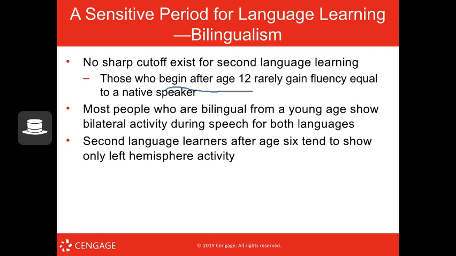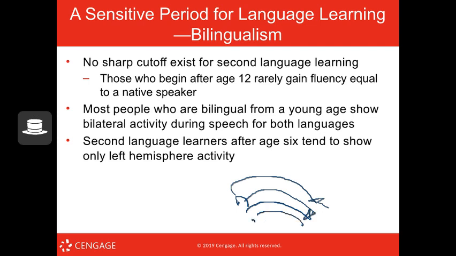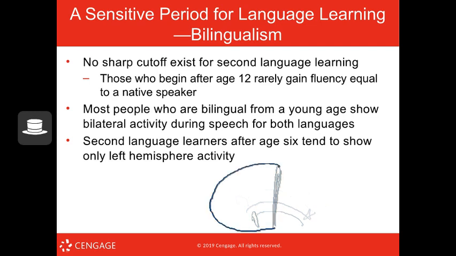People who are bilingual at a young age show bilateral activity during speech for both languages. You'll see that crossover from one side of the hemisphere to the other, across the corpus callosum. When you are learning a second language after age 6, you tend to show only left hemisphere activity.